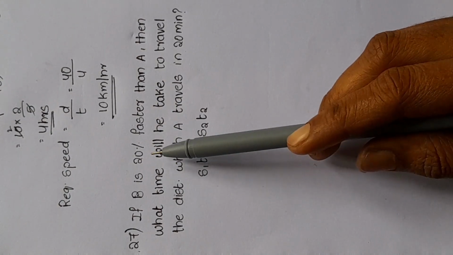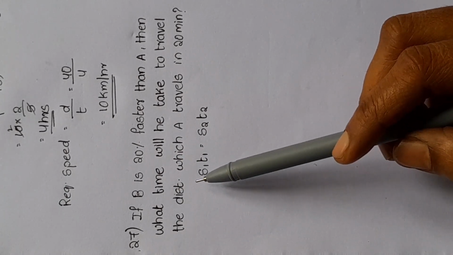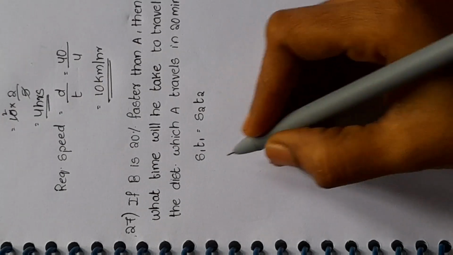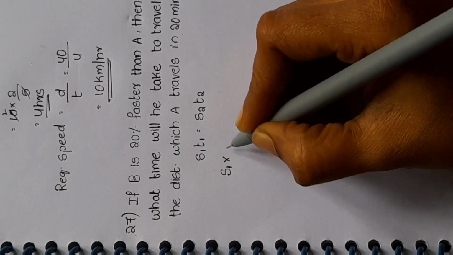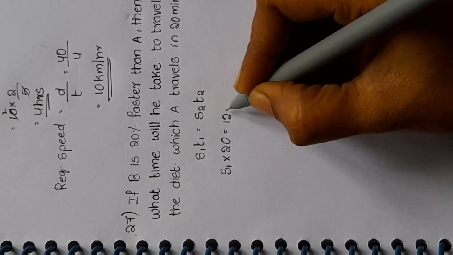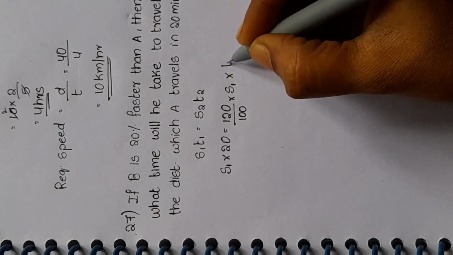Number 27. If B is 20% faster than A, then what time will he take to travel the distance which A travels in 20 minutes? We know that speed and time are inversely proportional. Now substituting the values here, S1 into time taken in the first case, 20 minutes, is equal to S2, which is 20% faster. So 120 by 100 into S1 into time T2.